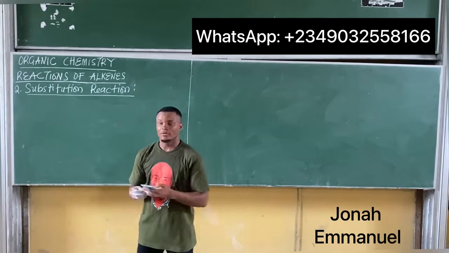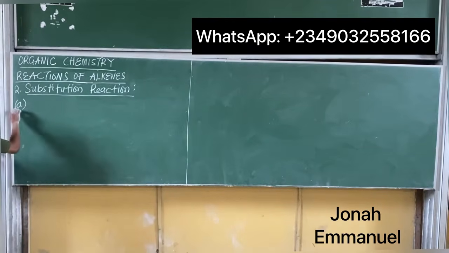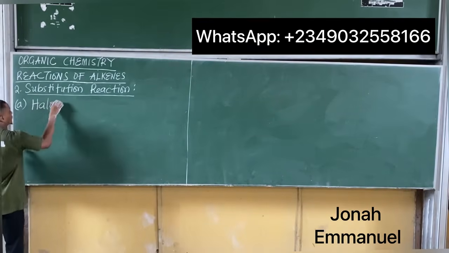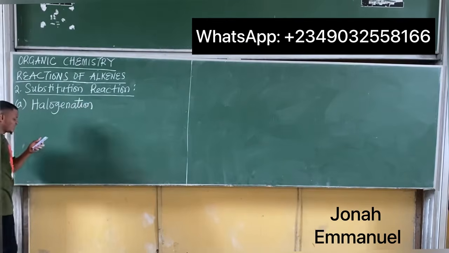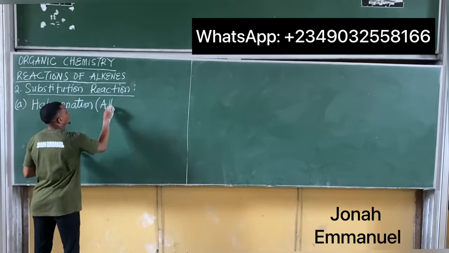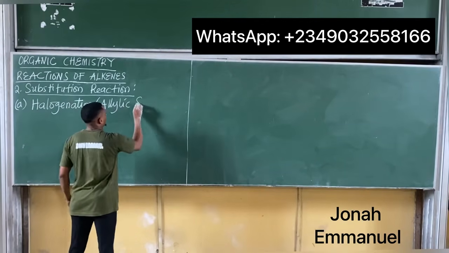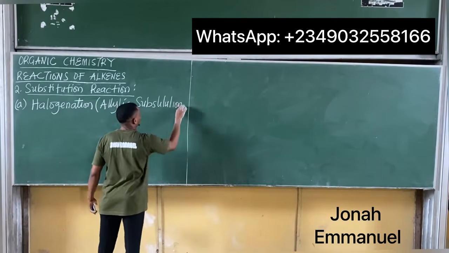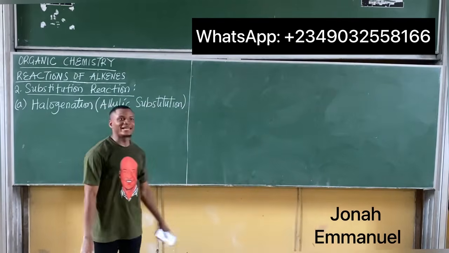Under this, number 1, you have halogenation. It is also called allylic substitution.